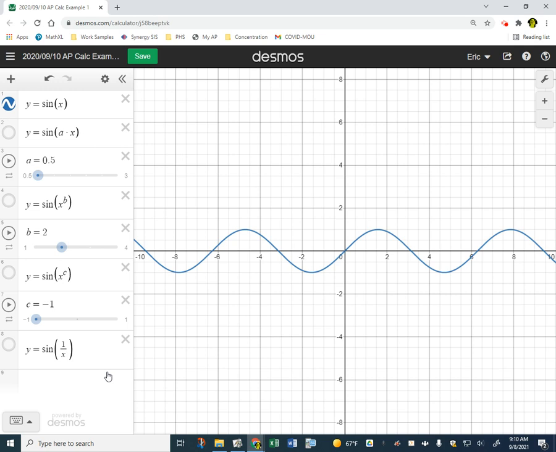But what happens for values less than 1? What if x were 1/10? 1 over 1/10 is 10, right? What if x were 1/1,000th? 1 over 1/1,000th is 1,000. What if x were 1/1,000,000,000th? Well, that's going to make the number inside 1,000,000,000,000. So as x gets smaller and smaller and approaches 0, what's happening to those numbers inside the sine function?